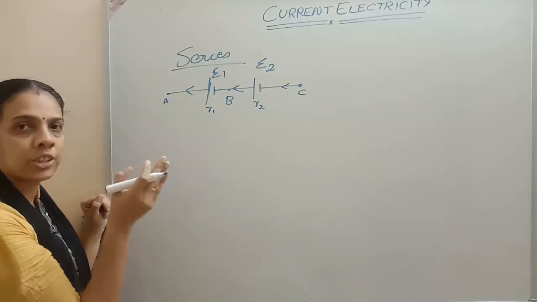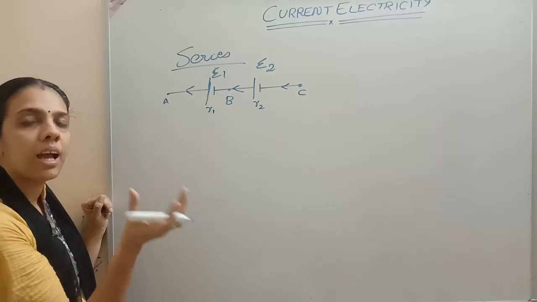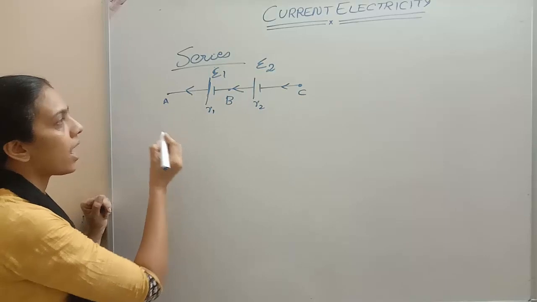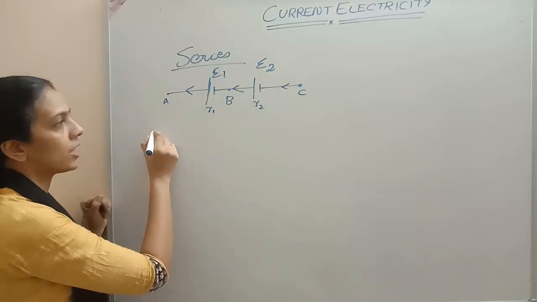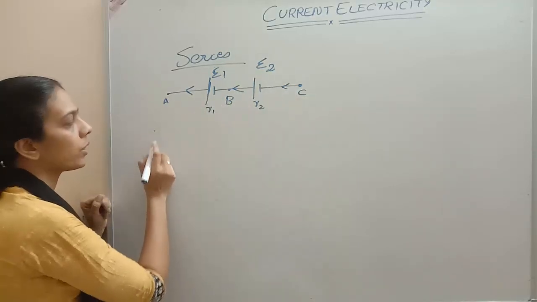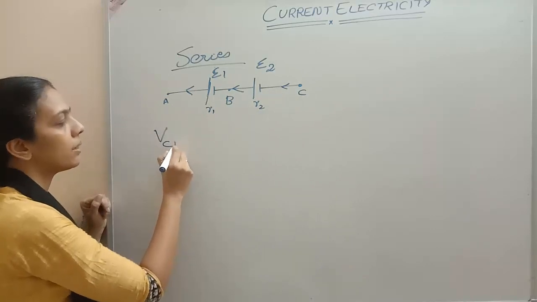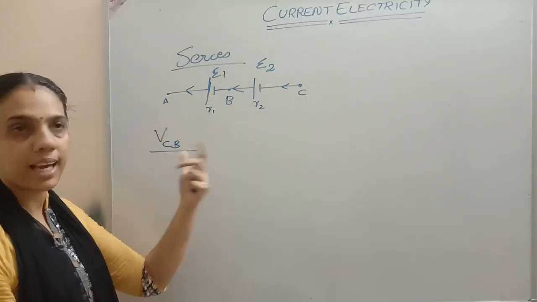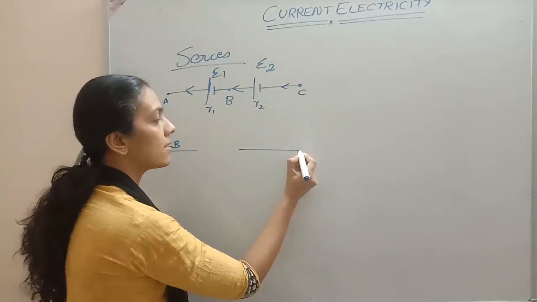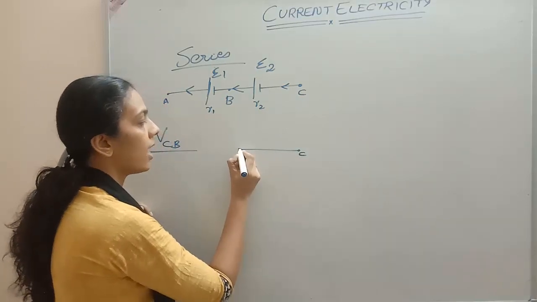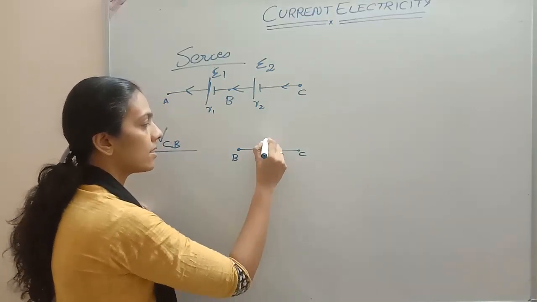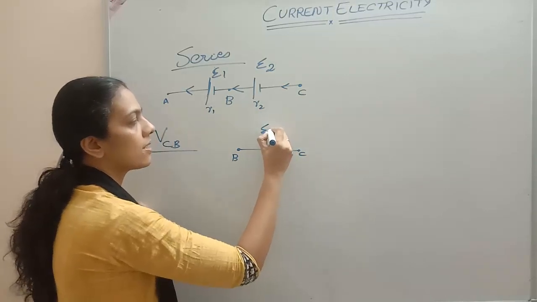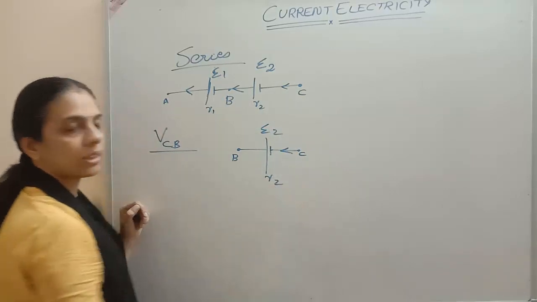If the cells are connected in series, which quantity will remain the same? In series connection, current will remain the same and potential difference will vary. Right? So first I am going to consider the potential difference between C and B, V_CB. That one we are going to find out. Potential difference between C and B. So first I am considering this is C and this is B, and this is the cell, positive, negative. This is how current is moving. This is E2 and this is R2.